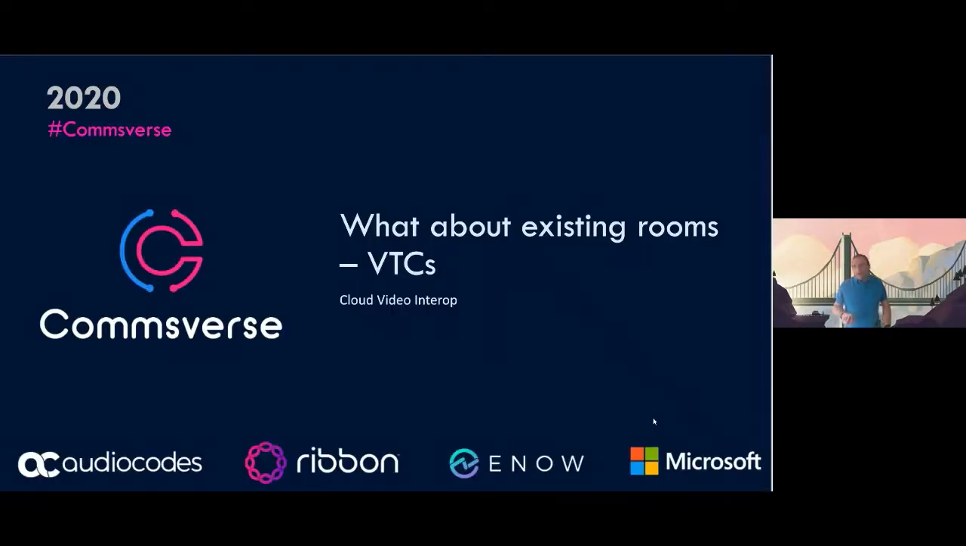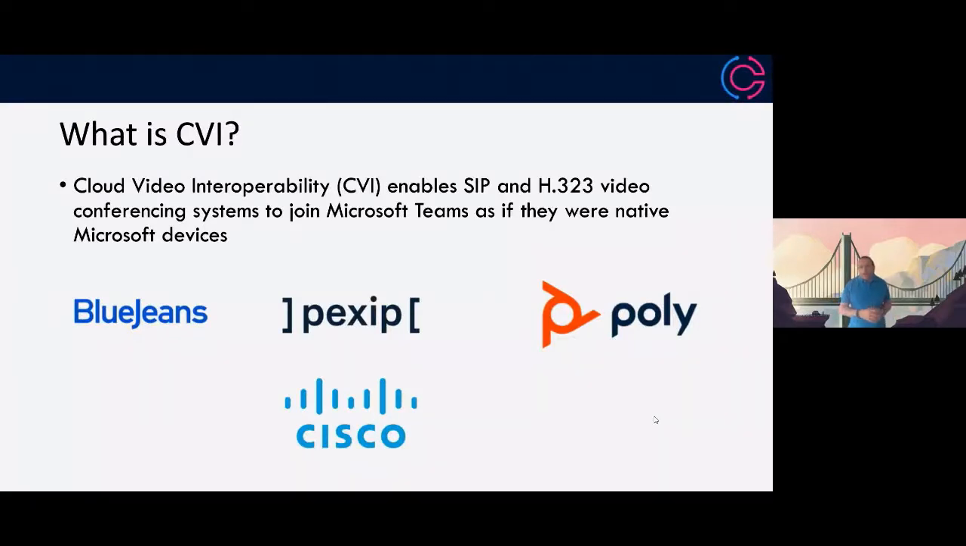So what can we do with our existing rooms? A while back, Microsoft came up with a feature called Cloud Video Interop. This is about bringing your VTCs, or video teleconferencing units, your traditional Cisco, Polycom, Lifesize systems, into the Microsoft Teams world. It's called an interop service. Today, there are 3 main vendors that offer this service: BlueJeans, Pexip, and Poly. And they all have their different flavors of how they can offer the service.